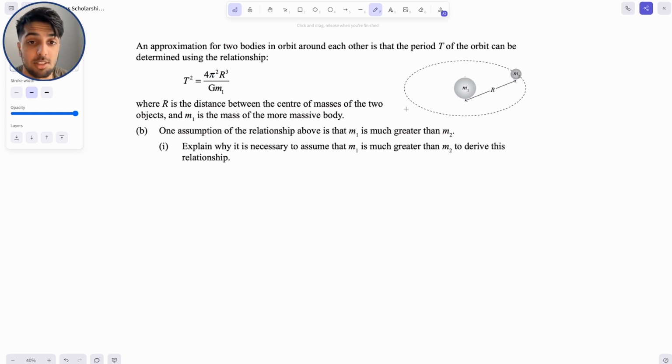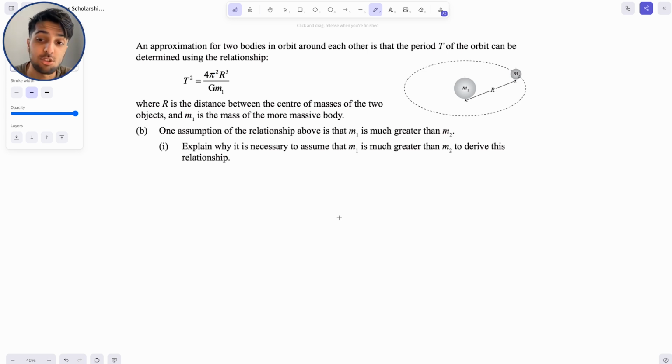An approximation for two bodies in orbit around each other is that the period T of the orbit can be determined using the relationship given by that equation there, where r is the distance between the centers of mass of the two objects, and m1 is the mass of the more massive body. One assumption of the relationship above is that m1 is much larger than m2. Explain why it is necessary to assume that m1 is much larger than m2.